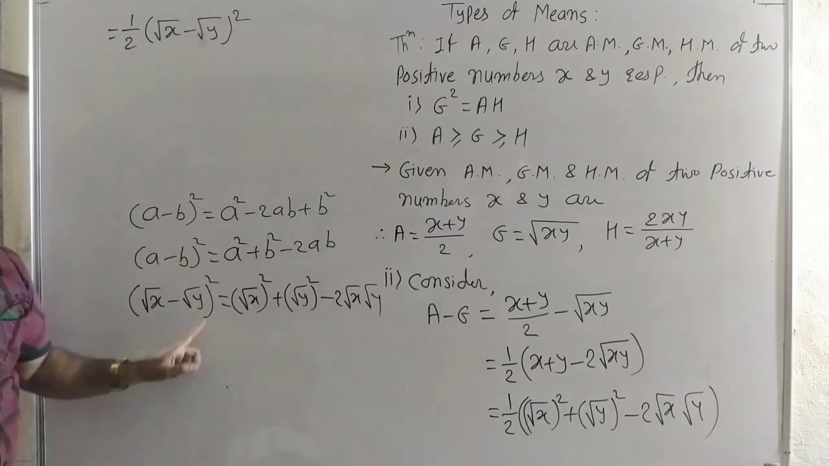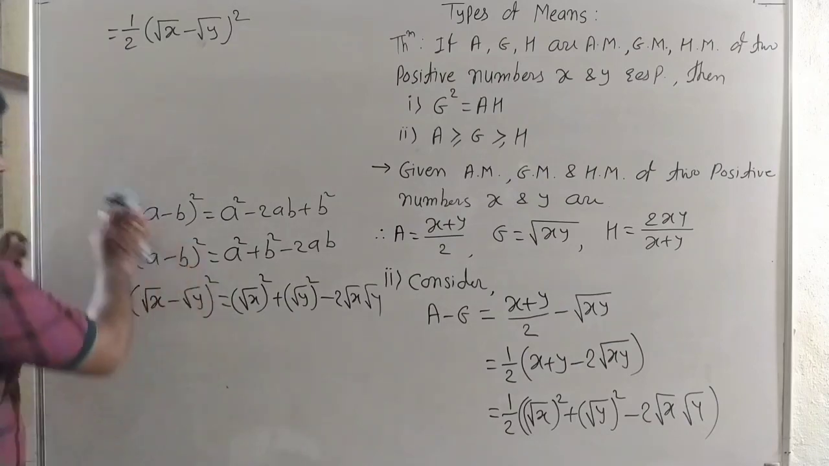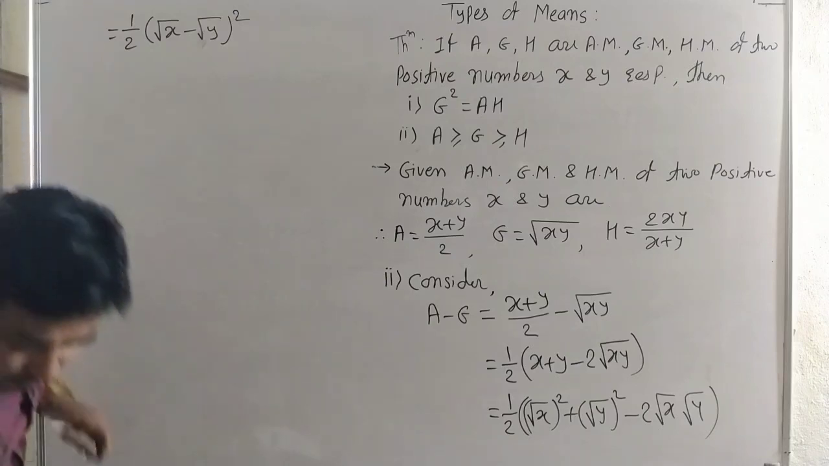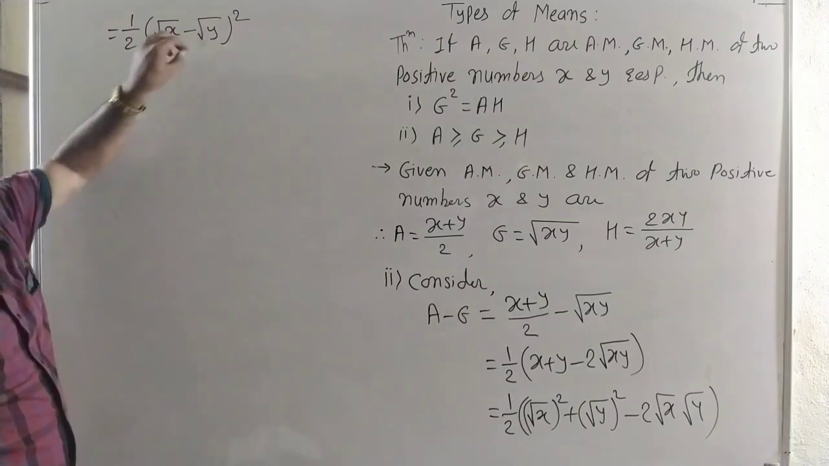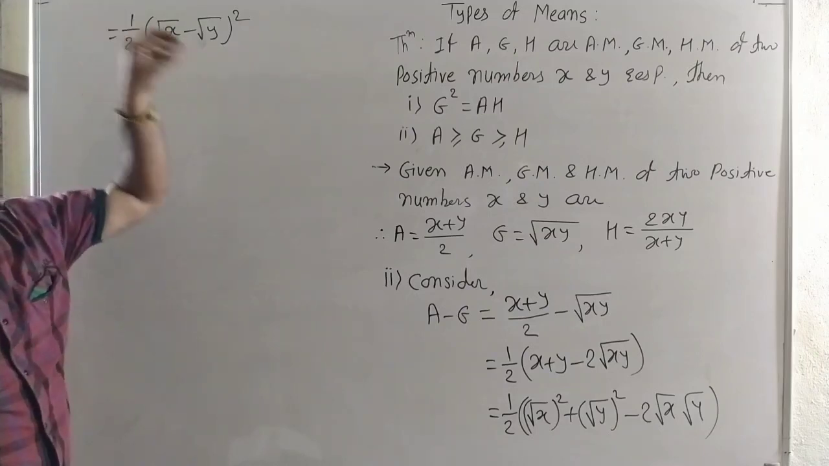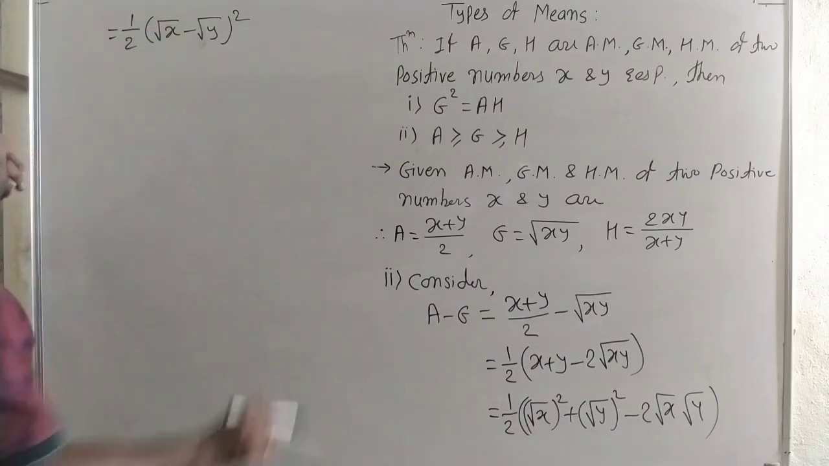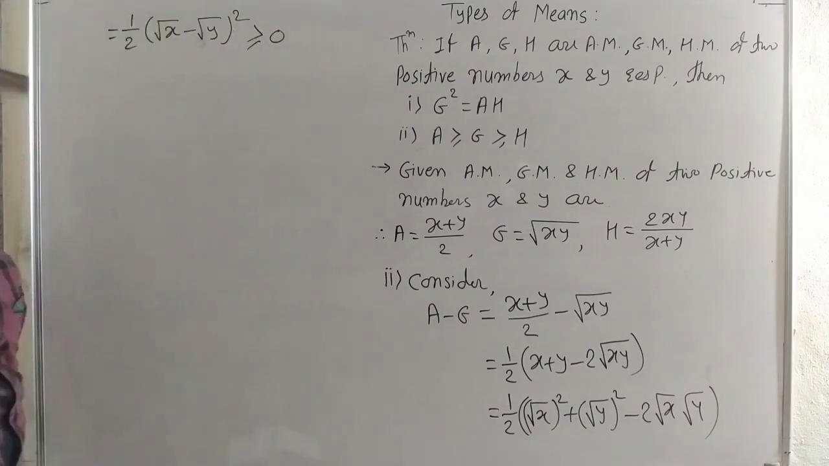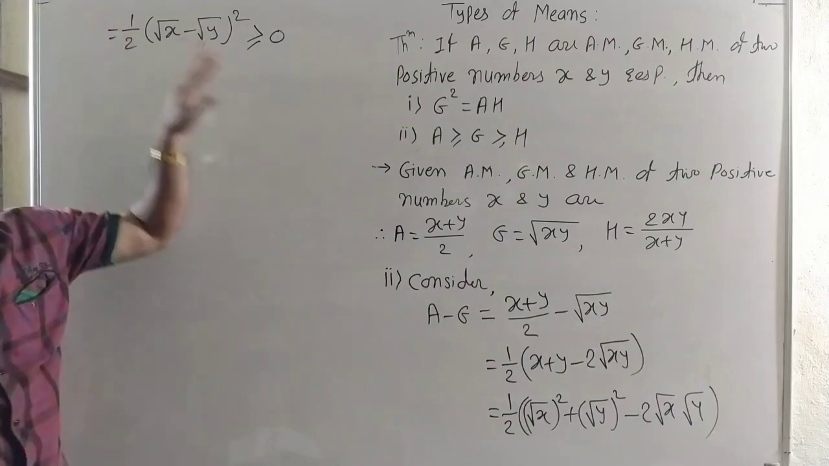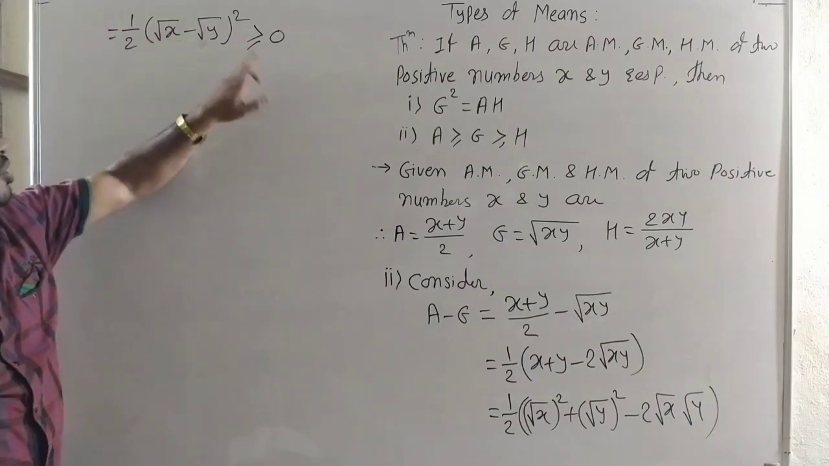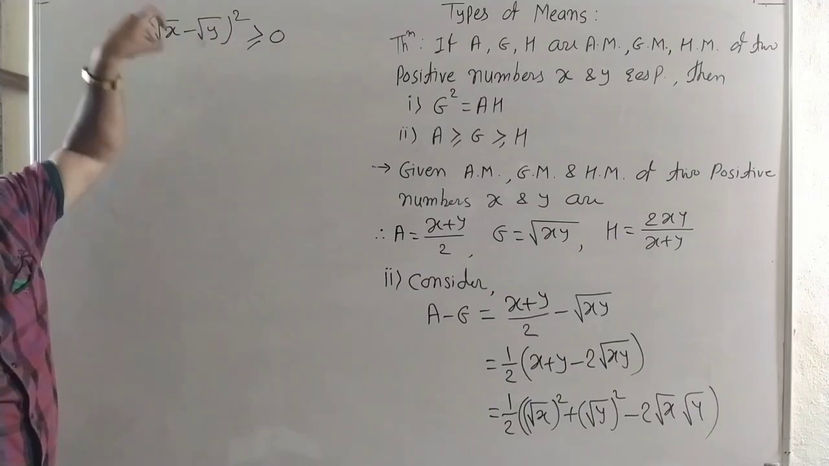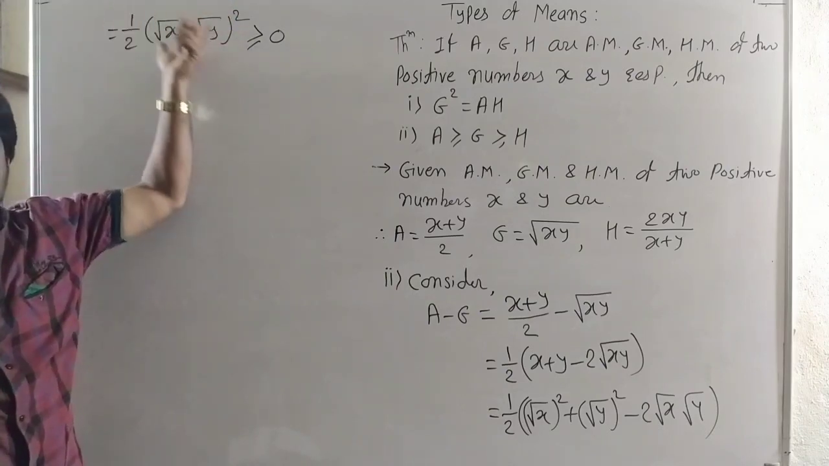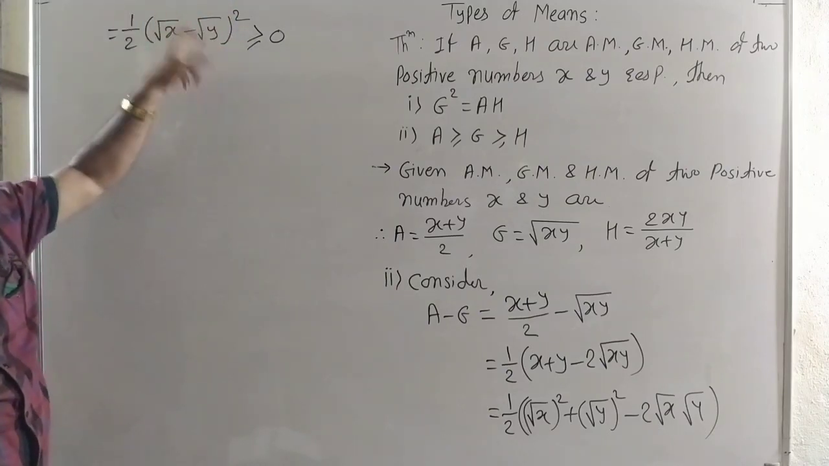See carefully this. Now we know that the square of any real number is non-negative, because the square of 0 is 0. That means this is greater or equal to 0. If x and y are the same, then it is 0, or it is positive. The term under root x minus under root y whole square is a non-negative term, that means if both are the same, then it is 0.